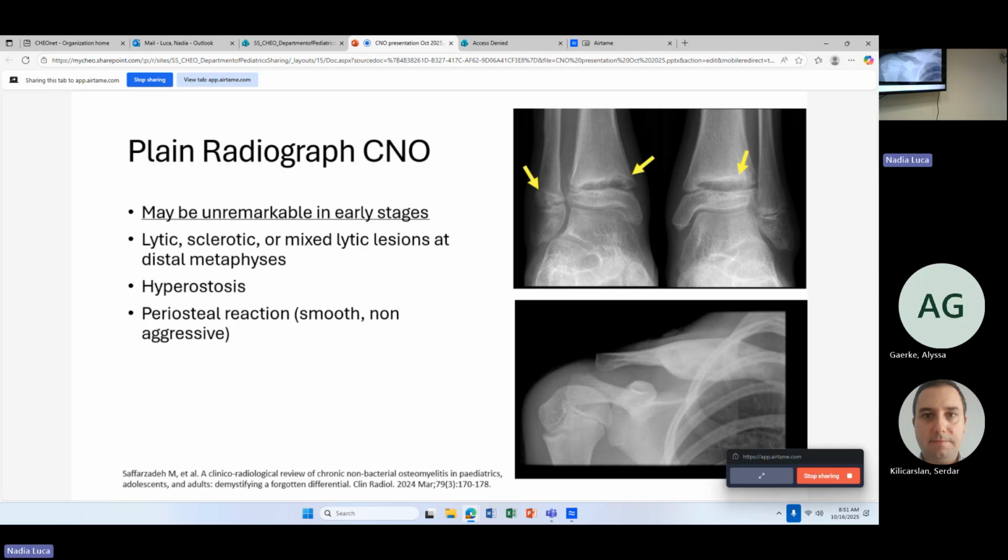So periosteal reaction, there's different types. We're looking for the more smooth, non-aggressive type of periosteal reaction. Other types can be seen with cancers and whatnot.